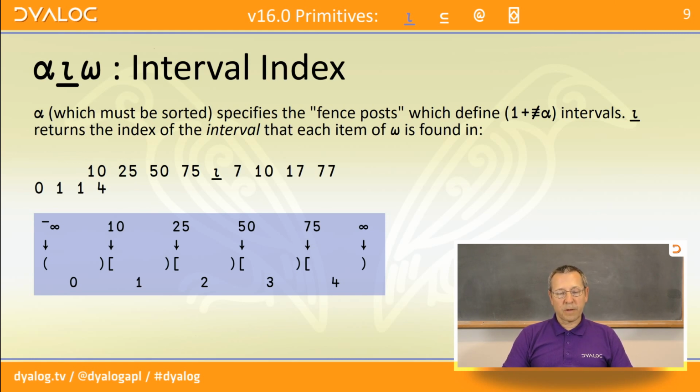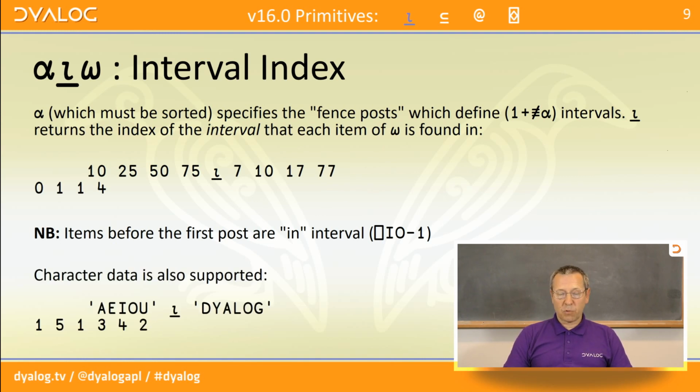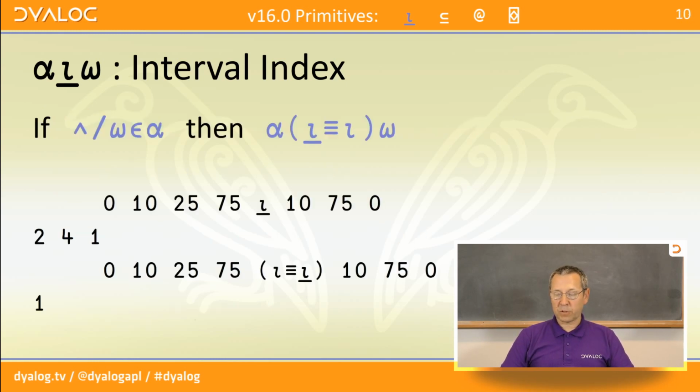So if we search, in this example, 7 is before the first fence post, so the result is quad IO minus 1. It's index origin sensitive, and anything before the first interval therefore gets a 0 if index origin is 1. 10 is equal to the first post and therefore returns a 1. 17 is between the first 2, so we get a 1. And 77 is after the last fence post, the fourth fence post, and therefore gives a 4 in the result. Character data is also supported, so the characters define ranges. The first range in this example here is A, B, C, D, not including E, and so on. Other than that, it works in exactly the same way.